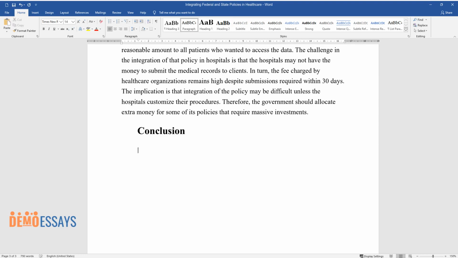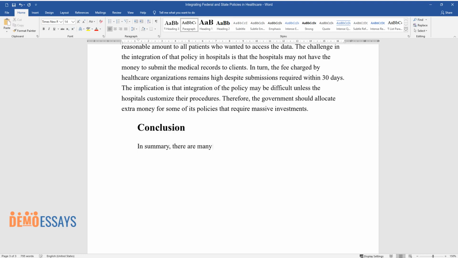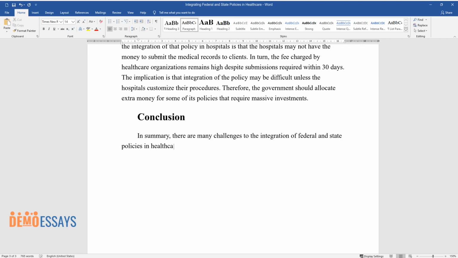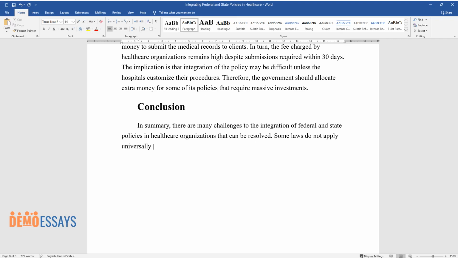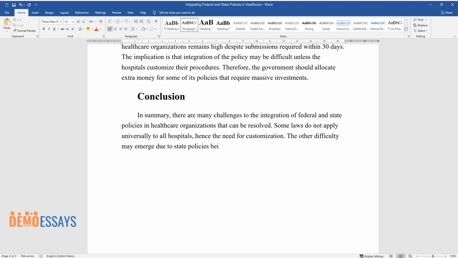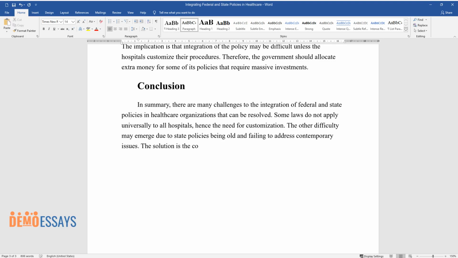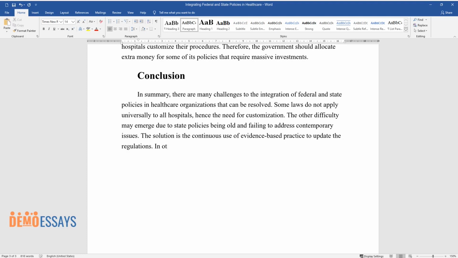Conclusion. In summary, there are many challenges to the integration of federal and state policies in healthcare organizations that can be resolved. Some laws do not apply universally to all hospitals, hence the need for customization. The other difficulty may emerge due to state policies being old and failing to address contemporary issues. The solution is the continuous use of evidence-based practice to update the regulations.